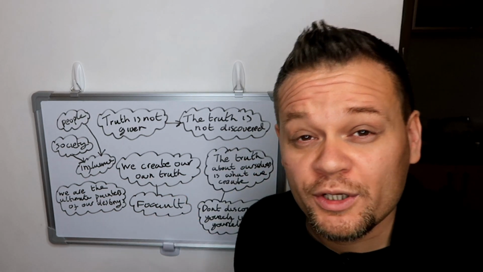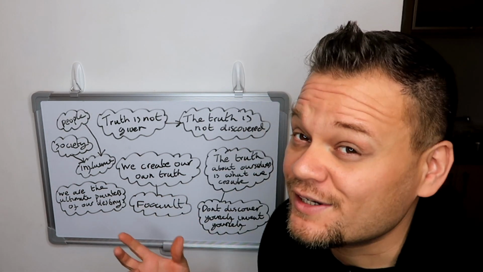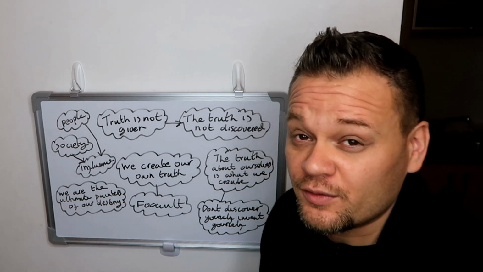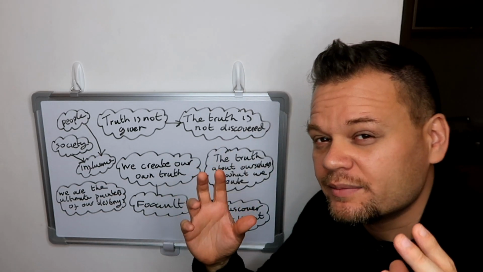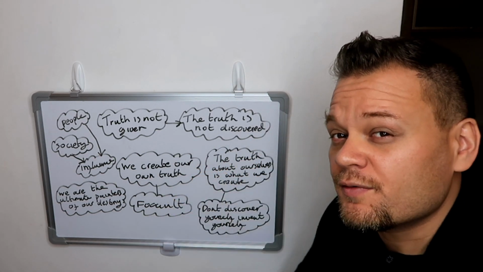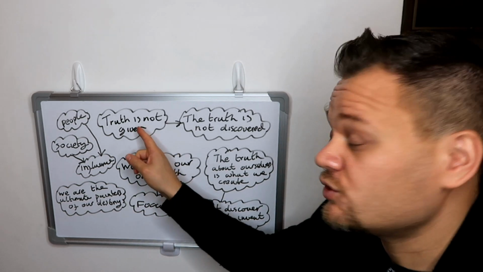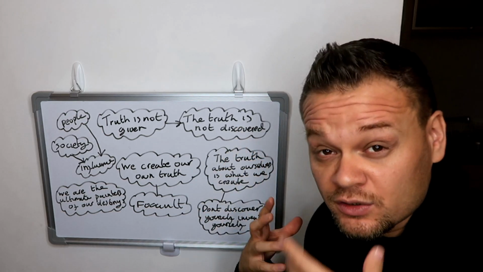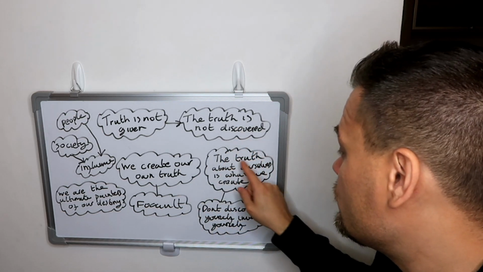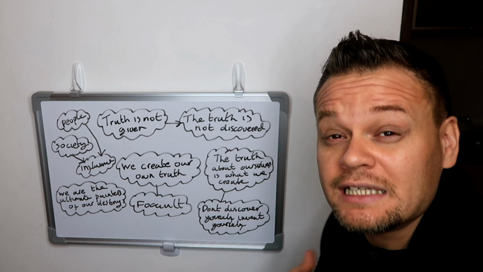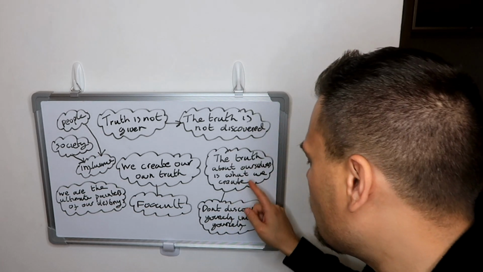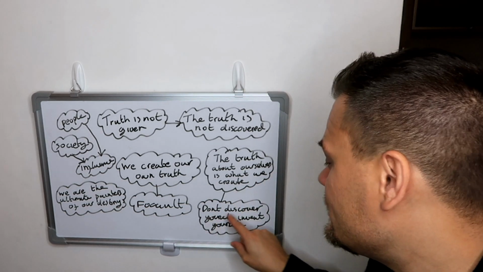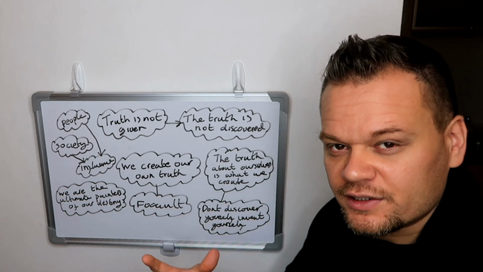Philosophy 4, we create our own truth, and this is courtesy of the philosopher Michel Foucault. Now to understand this concept, it's important to grasp the following, and that is that truth is not given to us, the truth is not discovered, the truth about ourselves is what we create. And this is why I used to say, don't discover yourself, invent yourself.